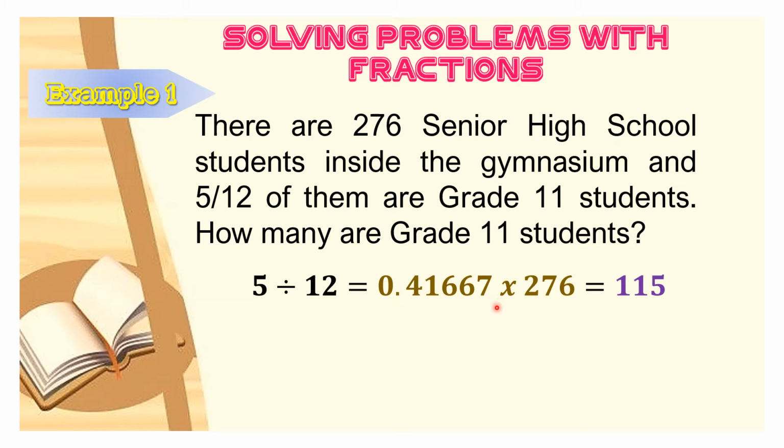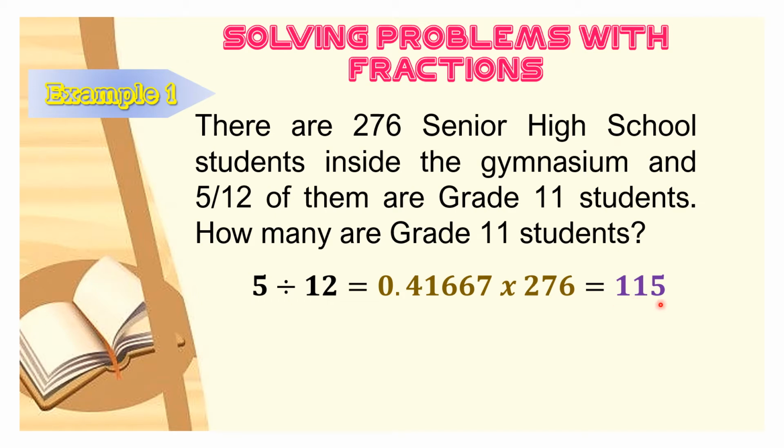When we're dealing with decimal numbers, we have to round it off to the nearest hundred thousandths or up to 5 decimal places. So using this decimal number, let's multiply this by 276 since there are 276 students inside the gymnasium. Upon multiplying them, that is equal to 115.